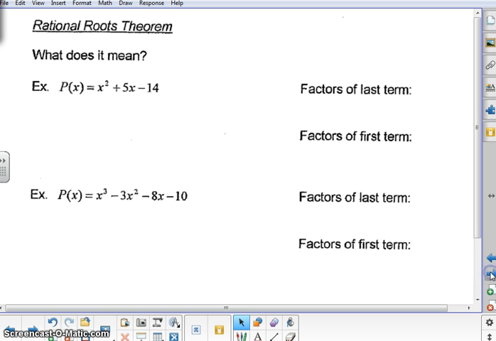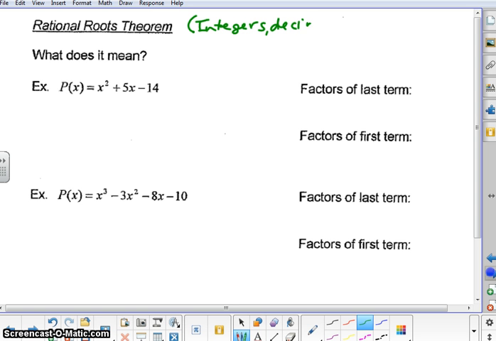All right, so we begin the rational roots theorem. First of all, what does rational mean? It is integers, decimals, and fractions. So we're trying to find all of those roots that are integers, decimals, and fractions. So what does this mean? What does the actual theorem mean?